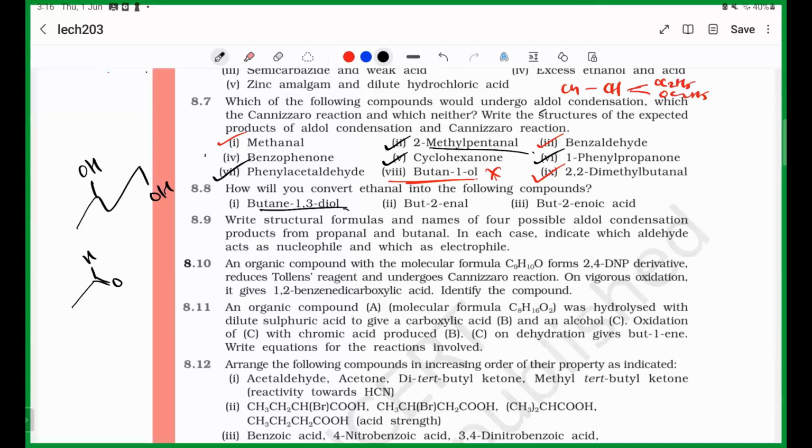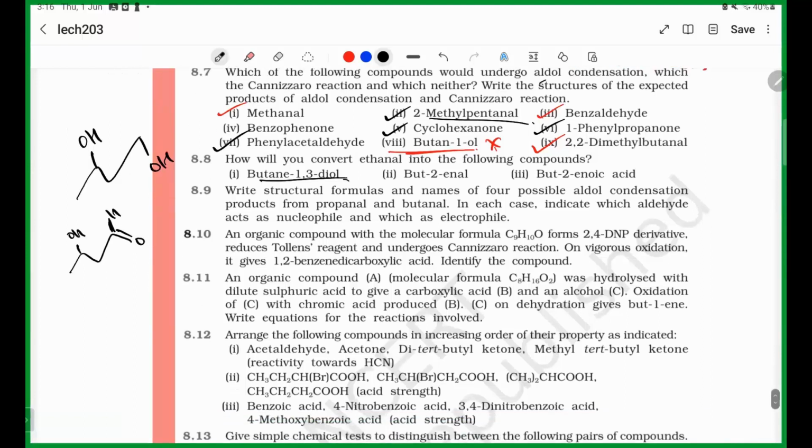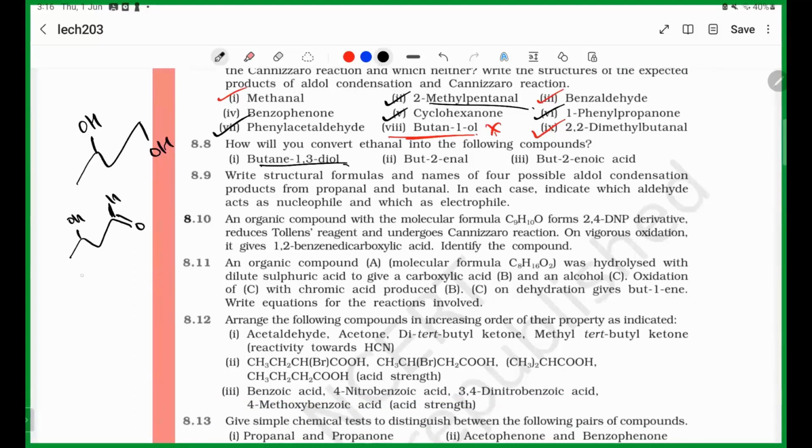aldol condensation. Aldol condensation will actually give you an alcohol. So think about the number of carbon atoms doubling. Ethanol has two carbon atoms, whereas butane-1,3-diol has four carbons. So you are doubling the carbon. Look at all the reactions, you should double the number of carbon atoms, and try to figure out the reaction accordingly. So you have this product being formed, but you need to form this product. What steps can you take to do that?